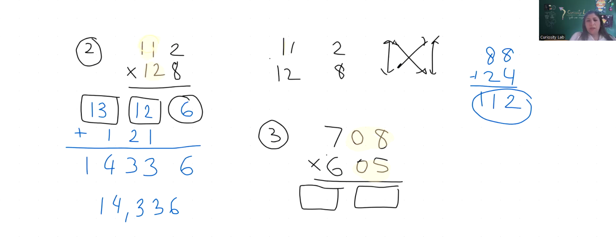So 8 times 5, 40. Normally, but it's not 8 and 5, it's 0, 8, and 0. So we're allocating 2 digits. We're not going to carry the 4. We're going to actually write it here.